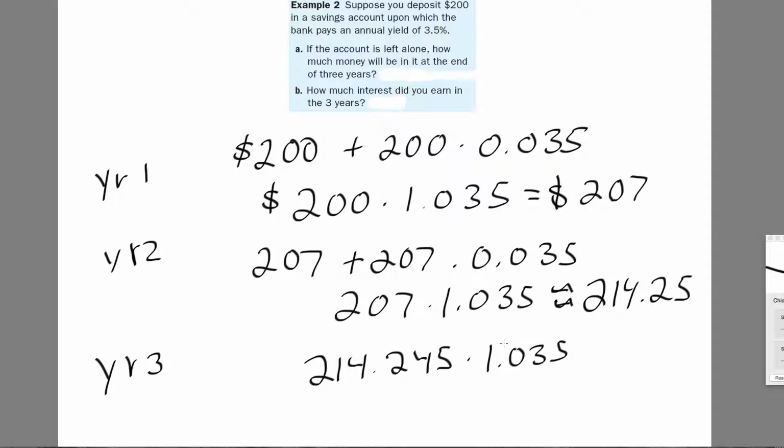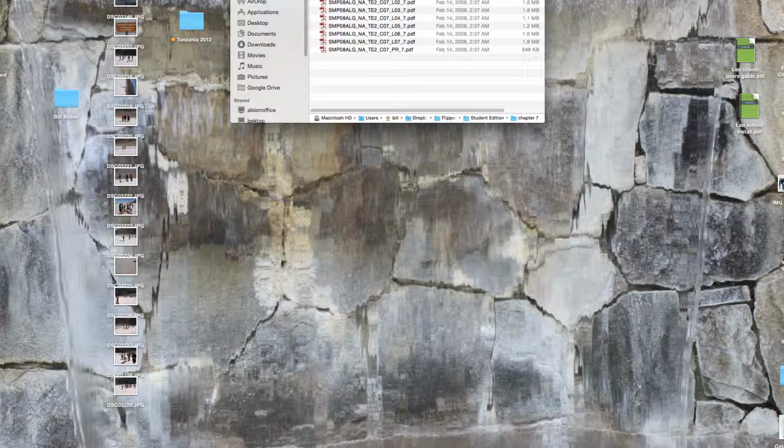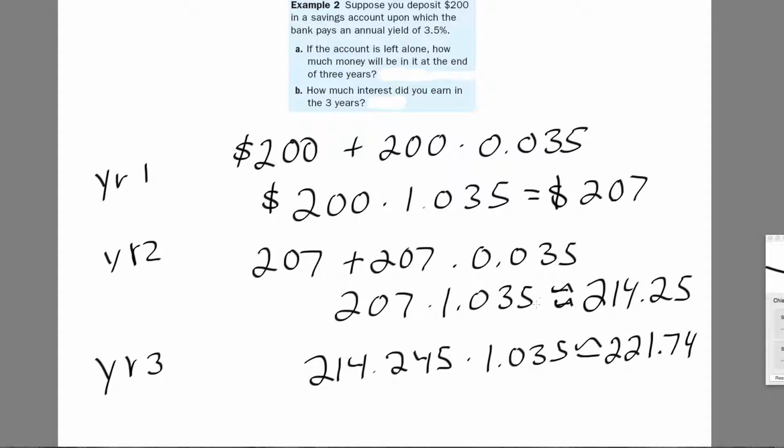And that looks like it's approximately $221.74. Okay, and we were at 221.74. So that's how much we got after 3 years.